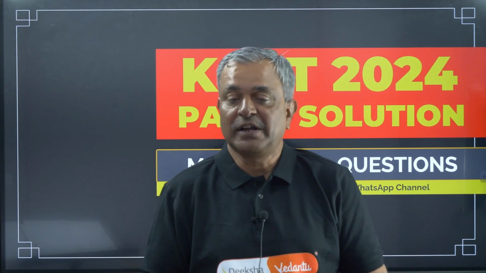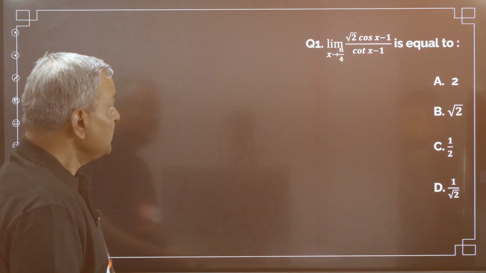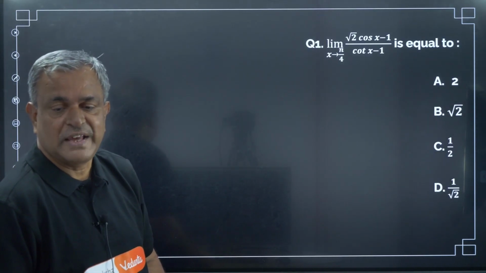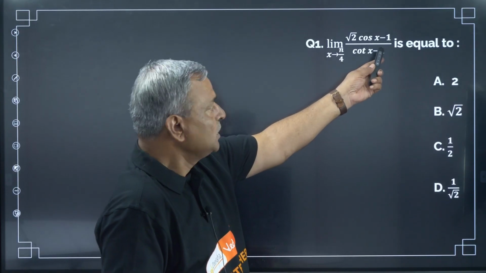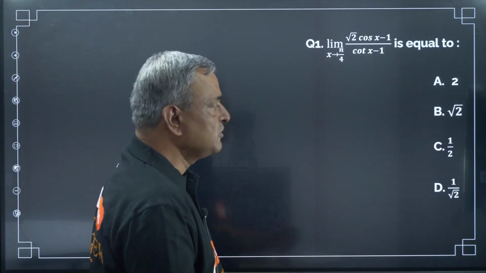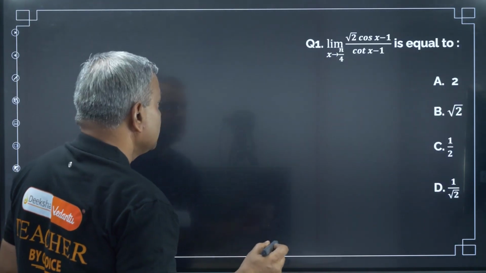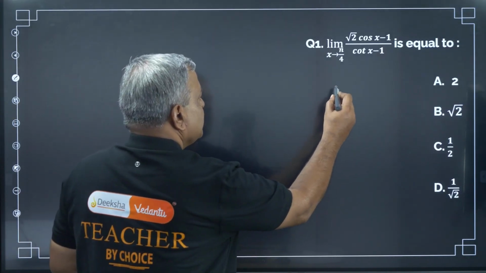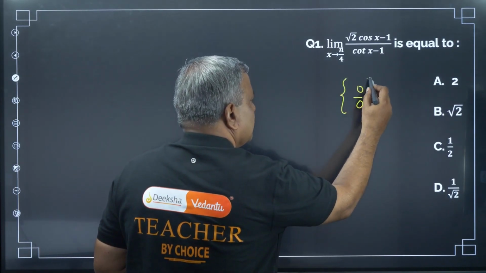So myself, Padlamani Shyam, mathematics lecturer in Diksha College. Yes, question number 1, limit of root 2 cos x minus 1 by cot x minus 1. If you put pi by 4, what is happening? The numerator is becoming 0, the denominator is becoming 0. So it is in the form of 0 by 0.